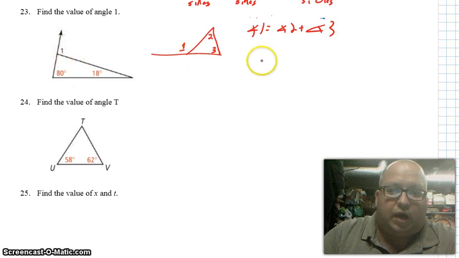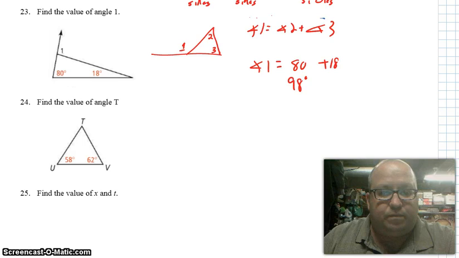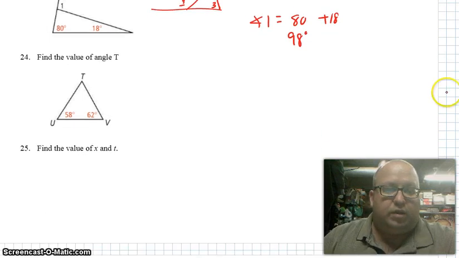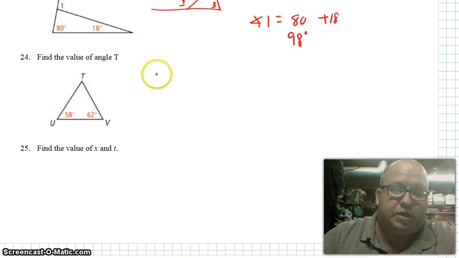In our case, we've got angle 1 equals 80 plus 18, which is 98. All right, find the value of angle T. To find the value of angle T, you've got to apply this thing called the triangle sum theorem, and it says that the angles of the triangle, the interior angles, always add up to 360 degrees.